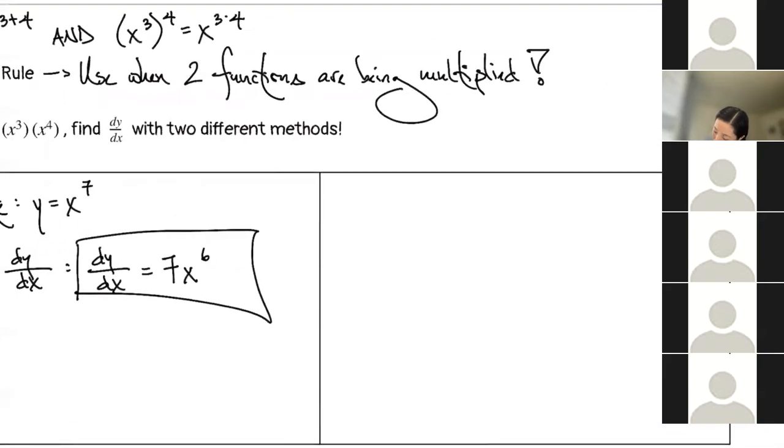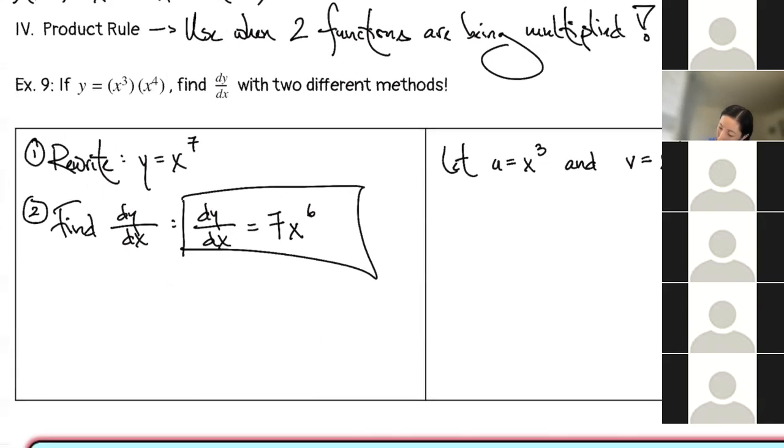I'm going to set up the product rule here. So I'm going to let u equal x cubed and v equal x to the 4th. And so if I go back to my original problem, I'm going to see that x cubed is my u, and that x to the 4th is just, I'm going to call it v.